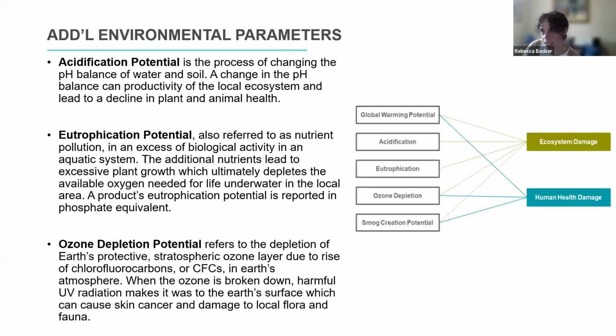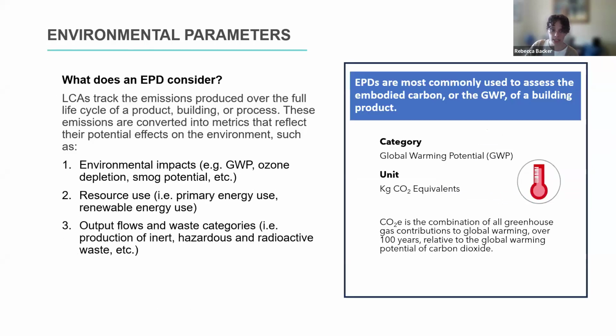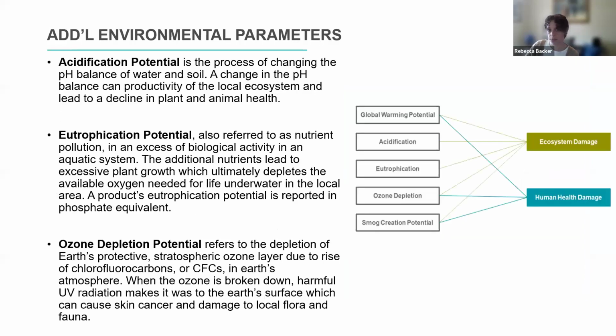So I won't go into it in too much detail here, but some of the other environmental impacts that are generally of interest to people are acidification potential, eutrophication potential, and ozone depletion. Those are probably some of the other common ones that you may come across in addition to the global warming potential of a product. But regardless of what you're interested in looking at from an EPD, all of these impacts are going to be required to be reported in the EPD per ISO and per PCRs.